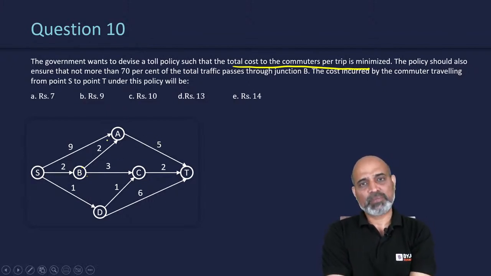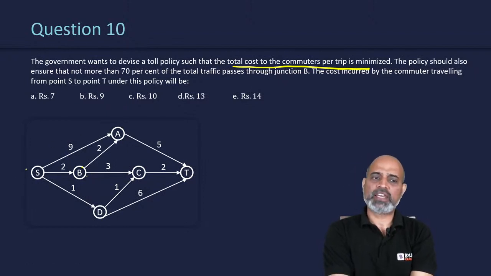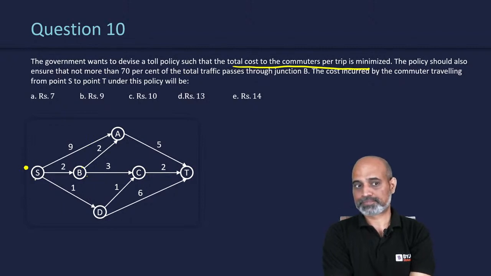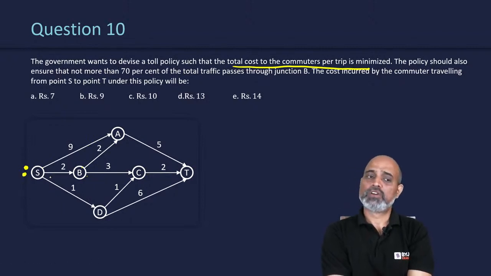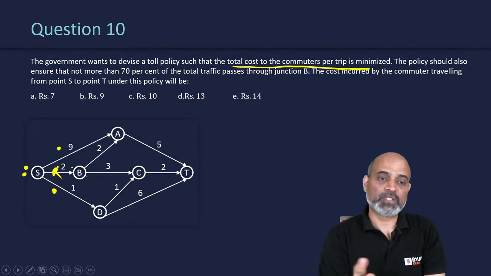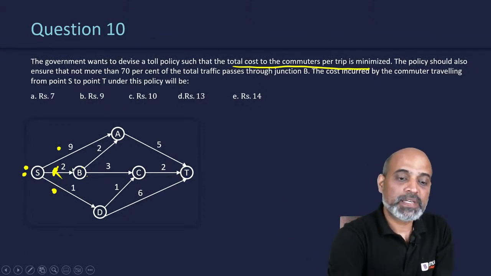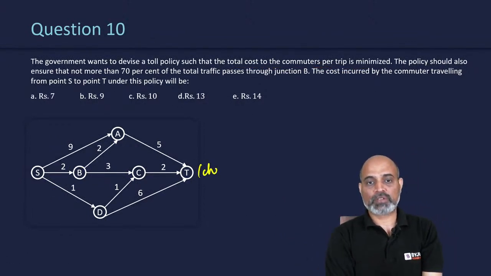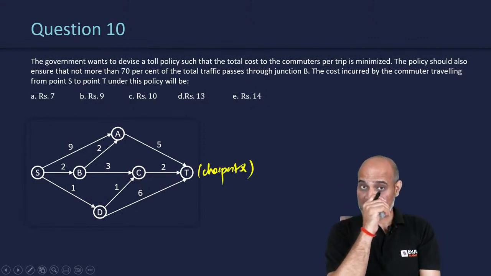So less than 70%. Suppose there is one person, so that person should not go through SB. Suppose there are two people, so one person will go from here, one person will go from here, or else no one goes from there and they go from here. Because we don't have to make it more than 70%. That tells us that SBCT should not be the cheapest. It should not be, because SBCT turns out to be the cheapest.